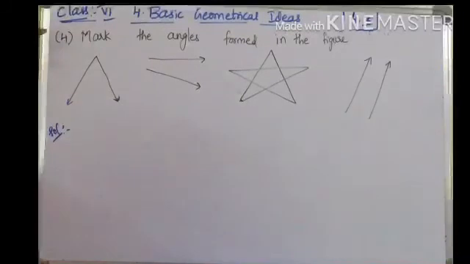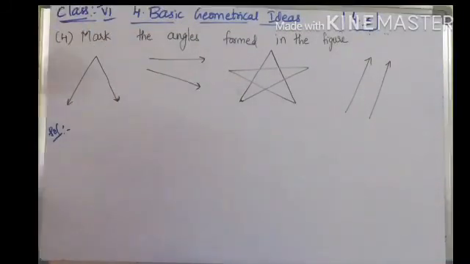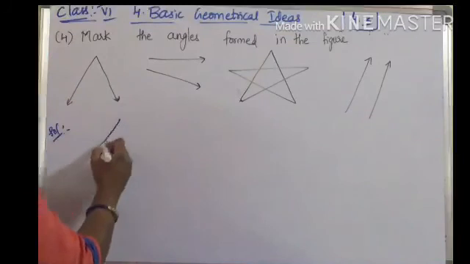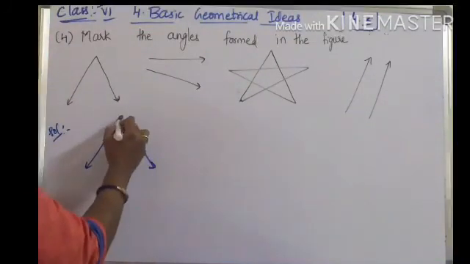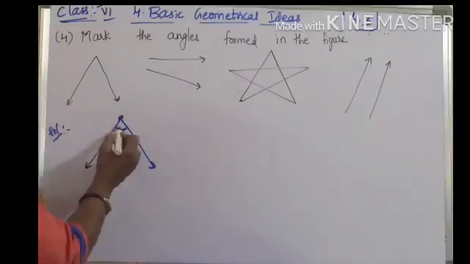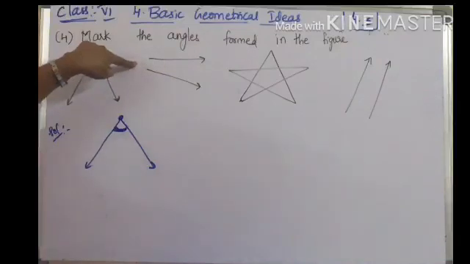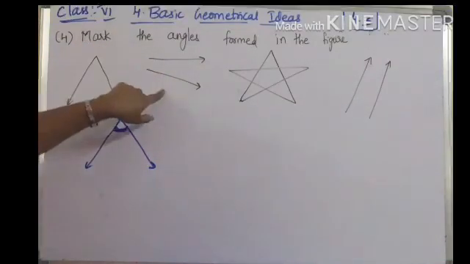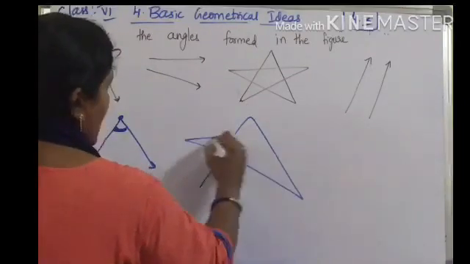Coming to the fourth question, children: mark the angles formed in the figure. Angles are formed at the corner. If you observe the first figure, this is the corner, this is the vertex, so this is the angle. Here we can mark an angle. Coming to this one, there is no corner, so there is no vertex here, so we cannot mark an angle here. Now this figure is like a star.